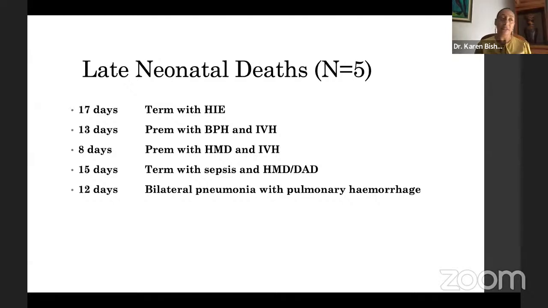That's the old-fashioned term. We know, of course, that this disease is almost identical to diffuse alveolar damage that we see in acute respiratory distress syndrome in older children and adults. So we could alternatively use that term. And one baby had pneumonia with pulmonary hemorrhage in one lung.